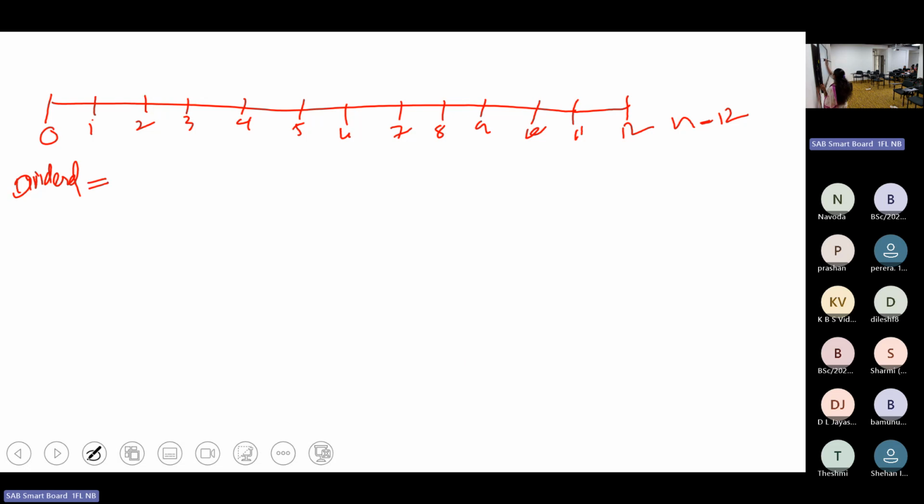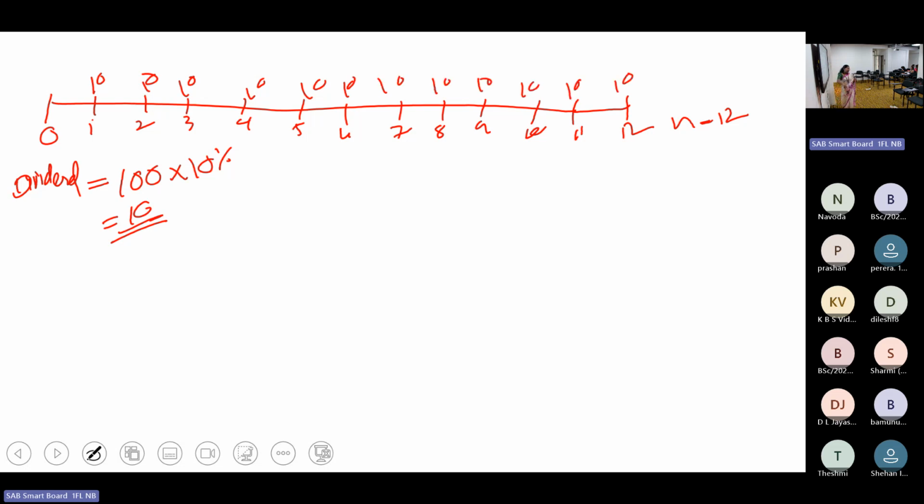It's correct. Par value 100 multiplied by 10%, that is 10 rupees. You have correctly calculated 10%. That's okay. The thing is, you are getting 10 rupees during these 12 years. What is this? This is the annuity.